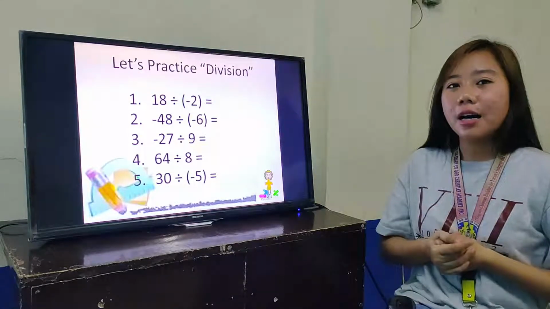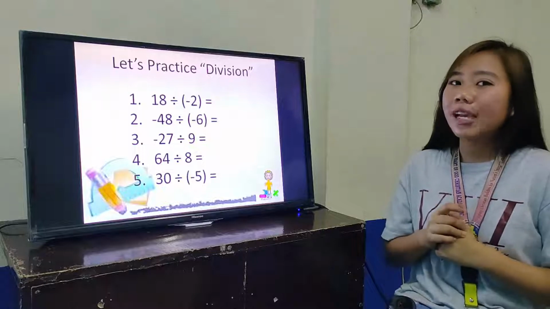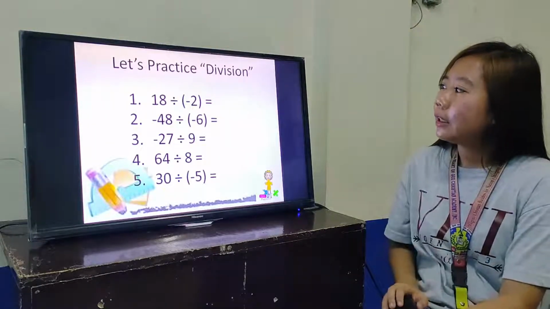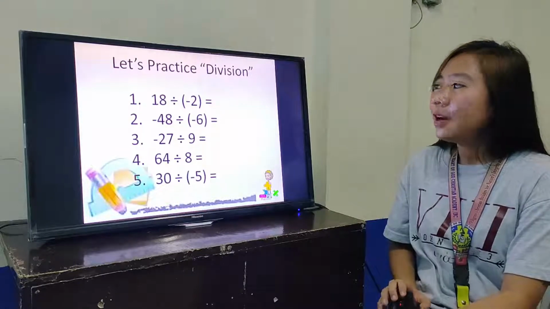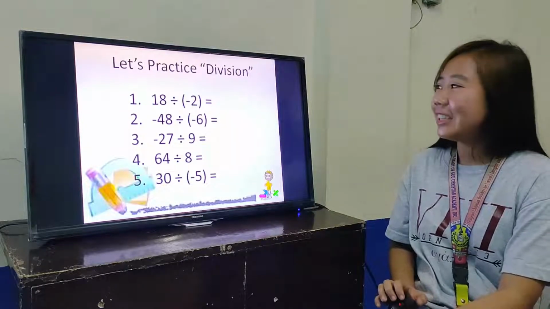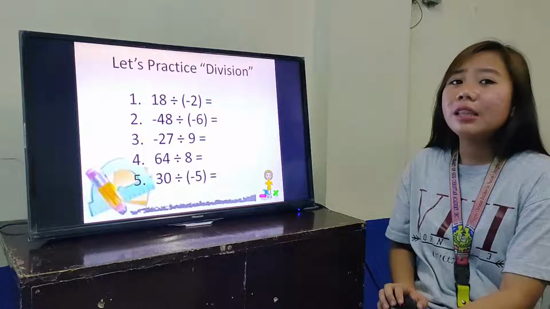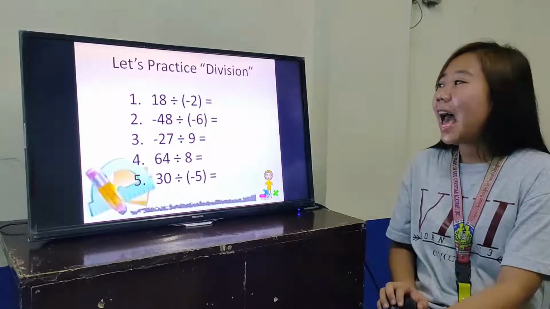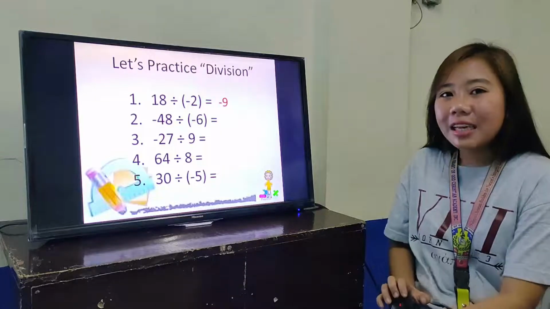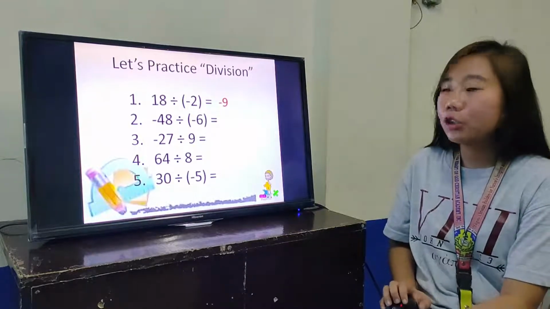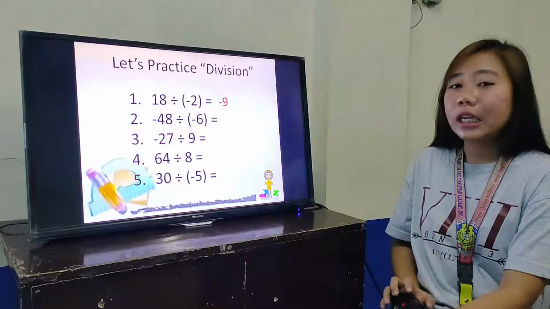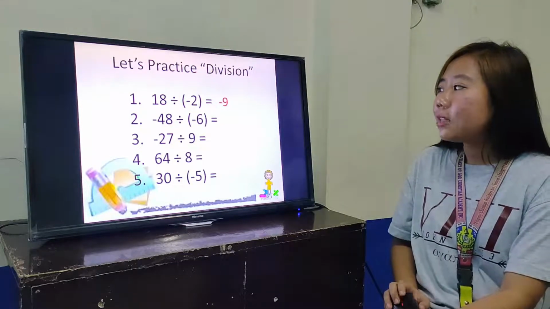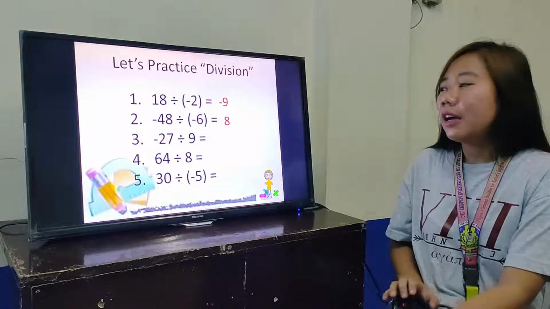Okay, are you done? Okay, so let's check your answers. Okay, number 1. What is the answer in number 1? Okay, 18 divided by negative 2. Okay, the answer is negative 9. Very good. Okay, negative 48 divided by negative 6. The answer is positive 8.